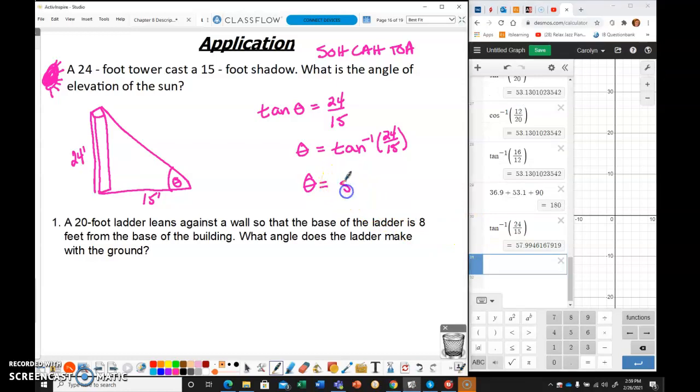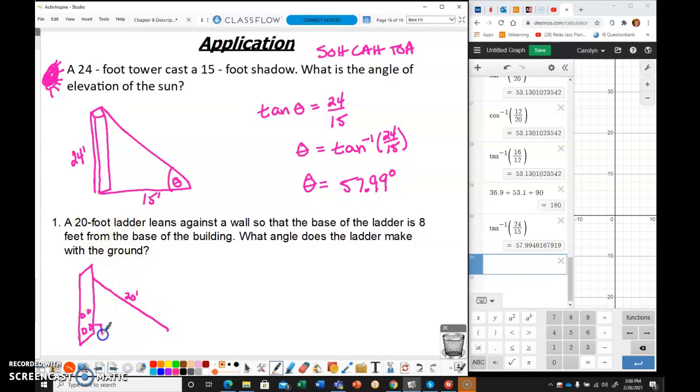Let's do it as 57.99 degrees. Now we have a ladder that's leaning against the wall. So here we have a building. We'll just draw the side of that building with maybe a window so we know it's a building. And we have a ladder that's leaning against that building. It's a 20-foot ladder, so that's that piece there.